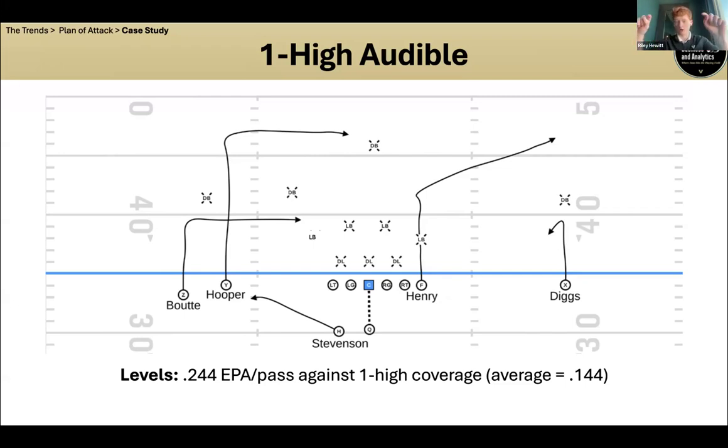If those DBs rotate over into a 2-high look, as the Vikings do about 40% of the time out of this one-high look at the line of scrimmage, we want him to look right to that smash concept that beats Cover 2. However, if those safeties stay home and the defense shows a one-high coverage, we want Drake Maye looking left to that levels concept that he'll be able to hit over the middle.